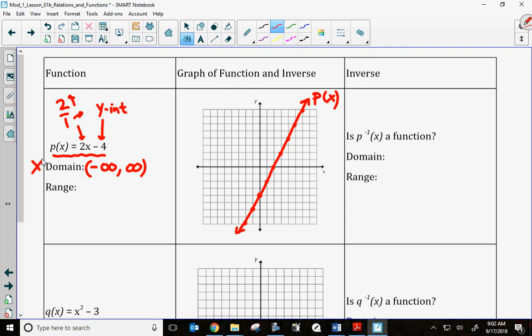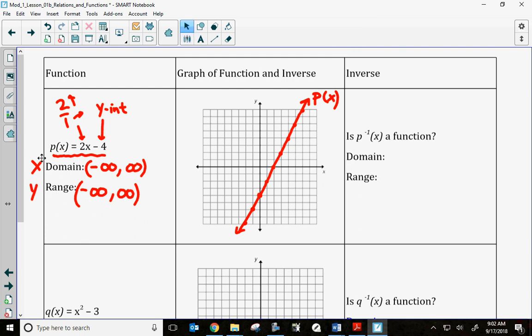What about the range? Well, it goes up forever and it goes down forever, just like it goes left and right forever. So that is also from -infinity to positive infinity. Those are my y values.